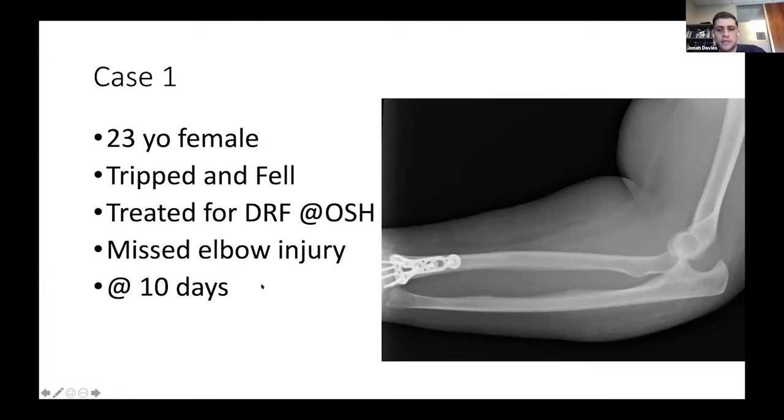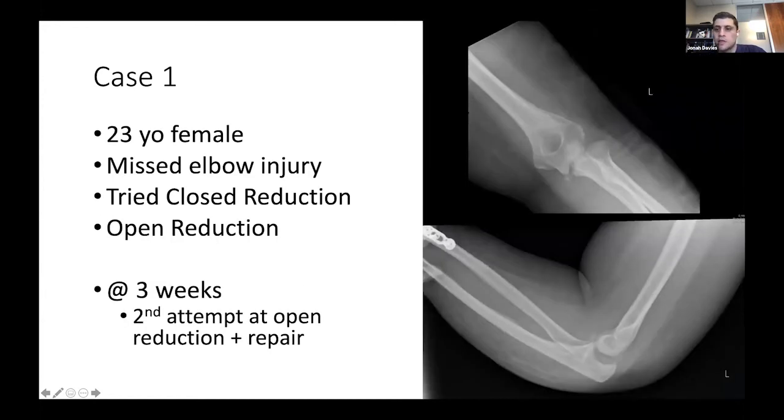100% agree. So obviously these people watched our webinar and did exactly what we talked about, right? So no. They did an attempt at a closed reduction, resplinted, and obviously it didn't work. And so then they did an open reduction. And now this is 3 weeks after that open reduction. When the patient comes back to clinic, you can see there's a little bit of a splint left over, and obviously here they're still dislocated.